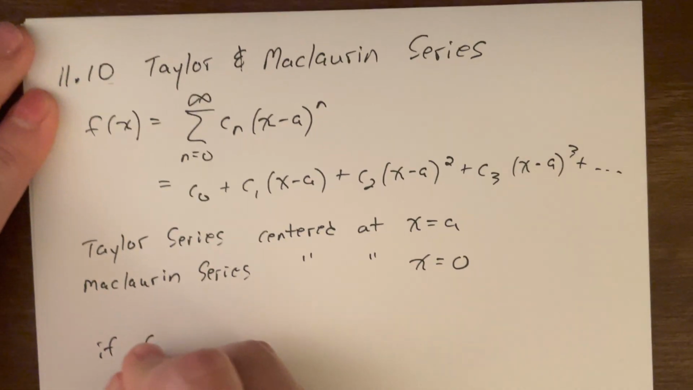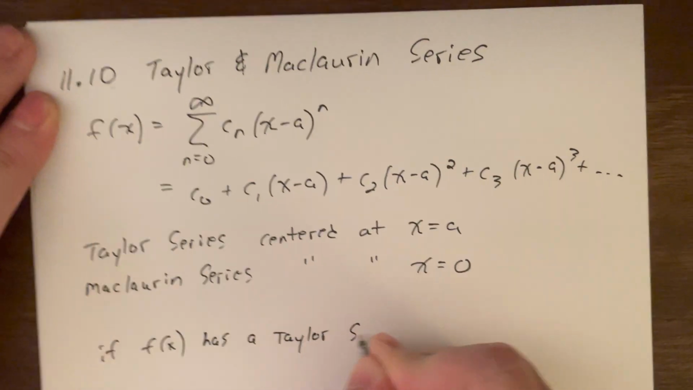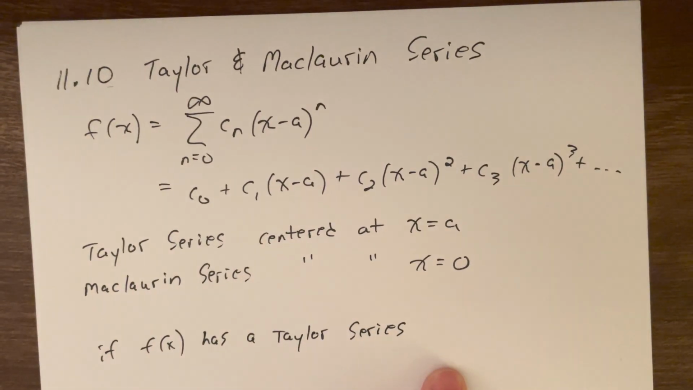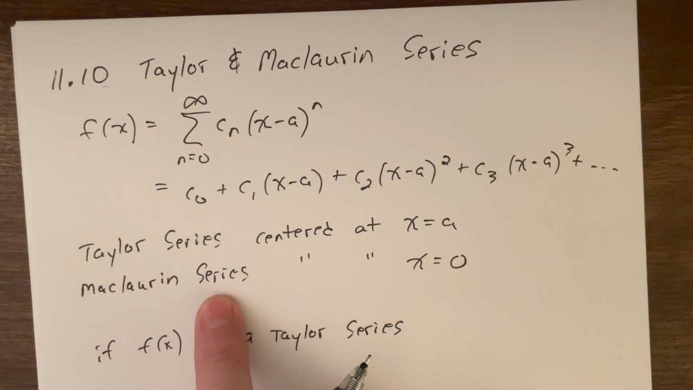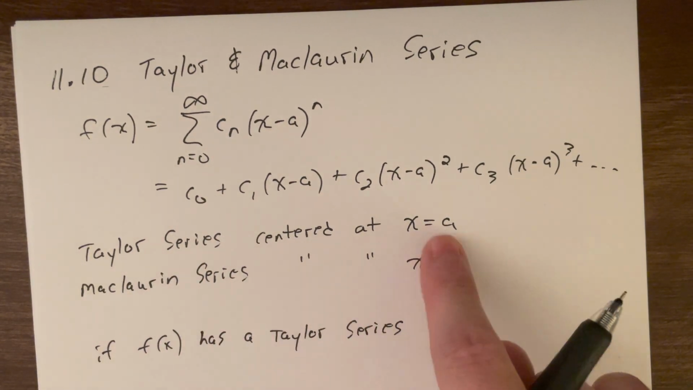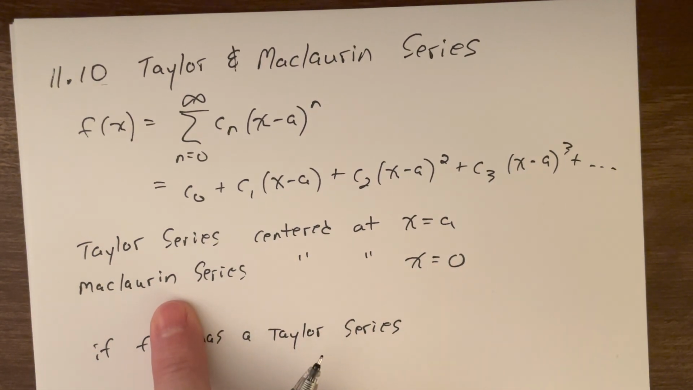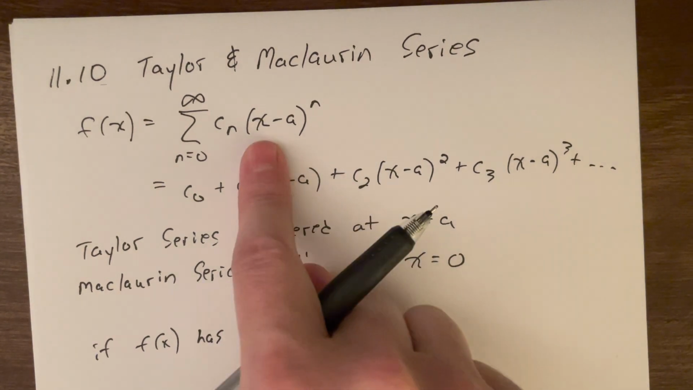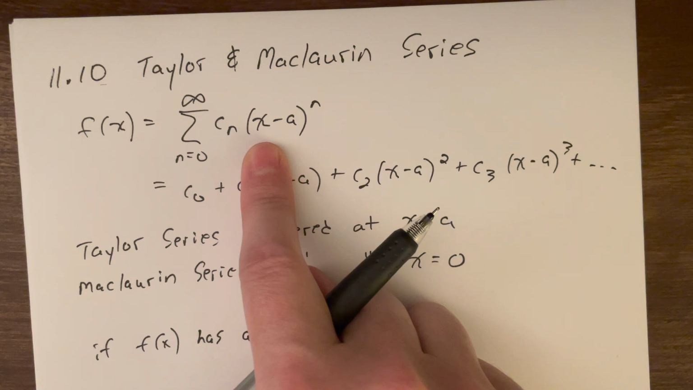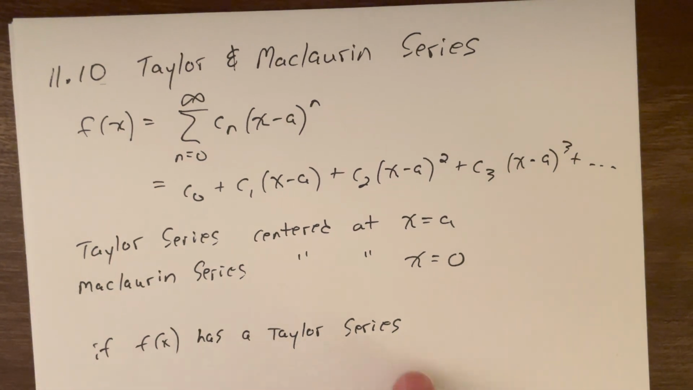if our function has a Taylor series, if that is true. Now I'm writing Taylor series, but again, Maclaurin series is just a special case. A Maclaurin series is a Taylor series centered at 0. That's all. So by saying this as if it's a Taylor series, it covers a Maclaurin series as well. So if my function has a Taylor series of this form, and they talk a little bit about convergence values in the book as well, where it converges when the absolute value of x minus a is less than some value r. But here's the main point.